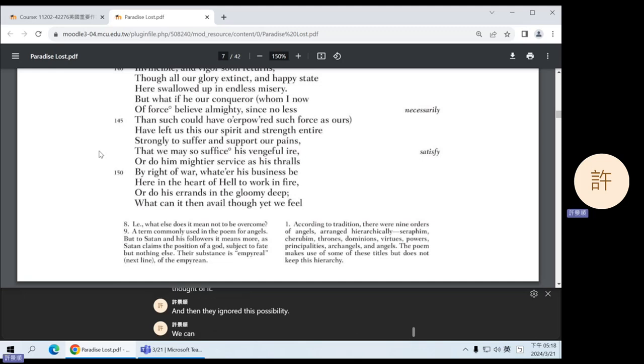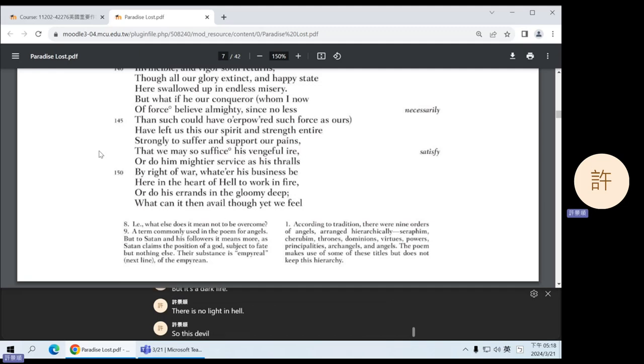We can also notice from these lines that hell is dark. We think of hell as being on fire, right? Burning everywhere. And it's true, but it's a dark fire. There is no light in hell.